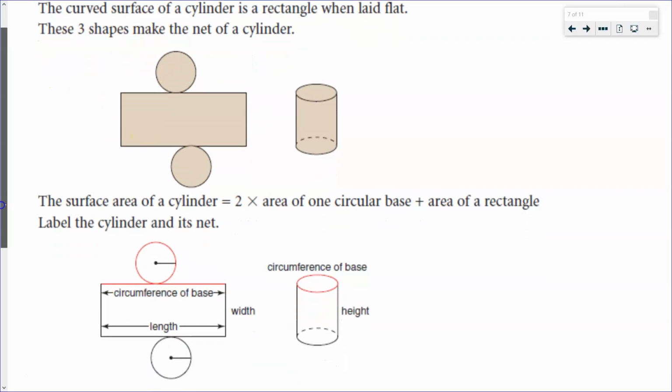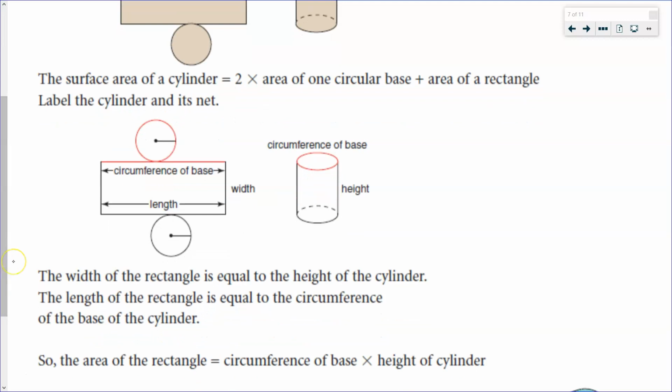The surface area of a cylinder is 2 times the area of one circular base. So you're going to find the area of one circle, these are congruent, and times it by 2, plus the area of the rectangle. So we're going to find this and then add them all together.